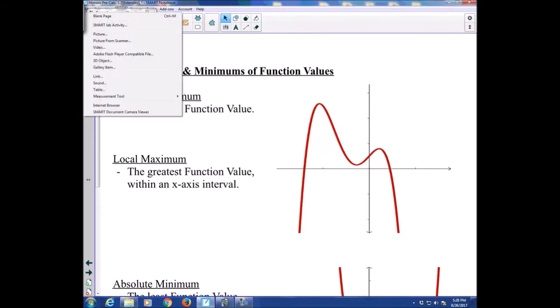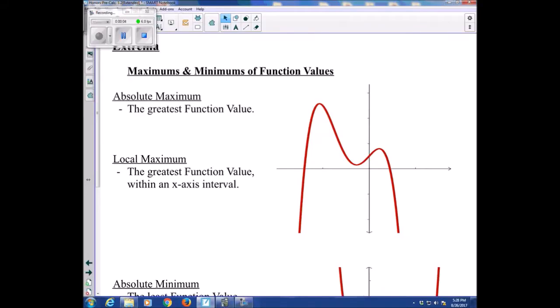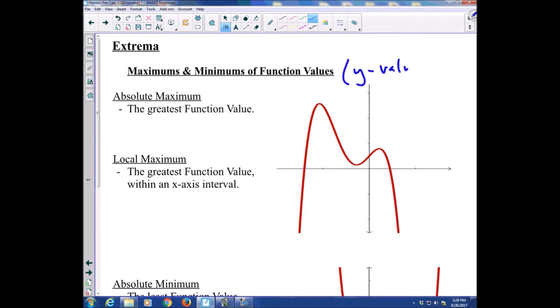All right, guys, so in this video, we are going to be talking about trends and characteristics of function values that we see on the y-axis. And we're going to start by talking about extrema. Now, we're going to say that extrema are the maxes and the mins of function values. We know that function values are the y values of the function. So really, we're talking about the greatest and least y values that a function attains.